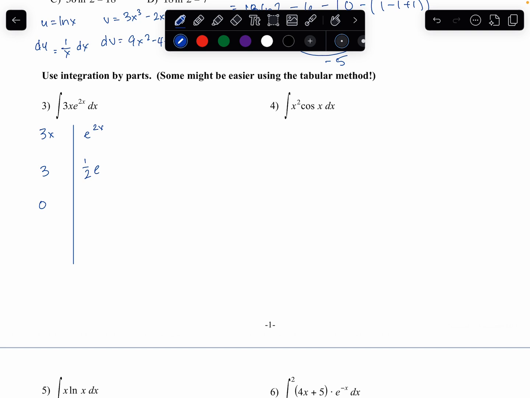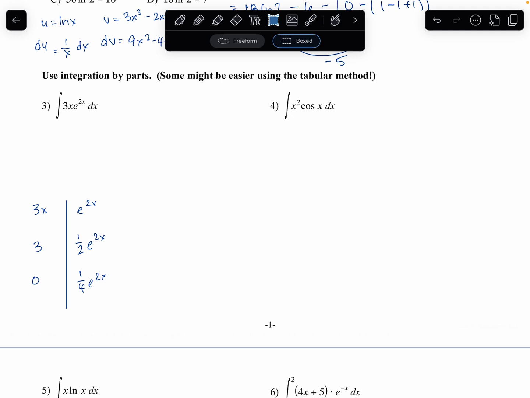So that'll be 1/2 e to the 2x, and then 1/4 e to the 2x. And then we kind of do like a crisscross, where you start here, go here. This is going to be a positive multiplication. This is going to be a negative multiplication. So this will be equal to 3 over 2x e to the 2x minus 3 over 4 e to the 2x plus c. And that should be it right there.